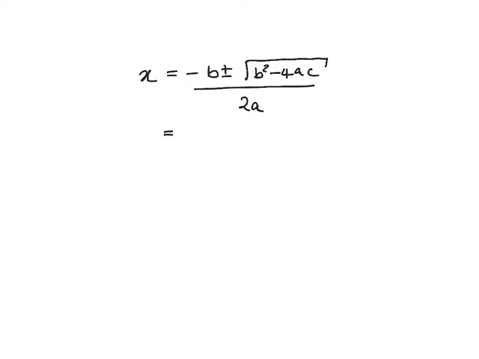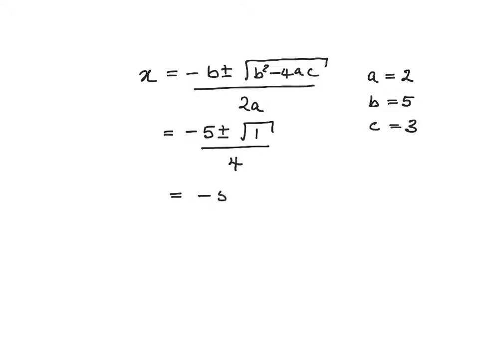The quadratic formula is this. Let me just list the values of a, b and c again. So minus b, minus 5, plus and minus, square root. Well, we calculated b squared minus 4ac to be 1. That's a nice easy value to use. 2 times a is 4. There are two roots then.